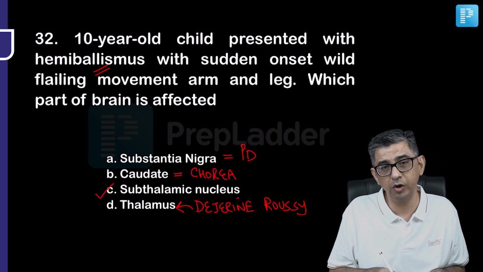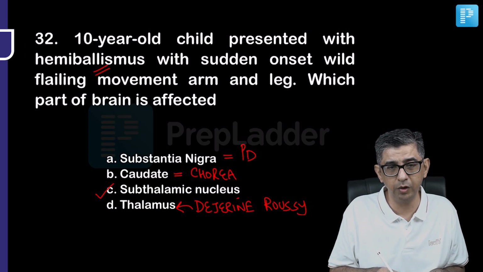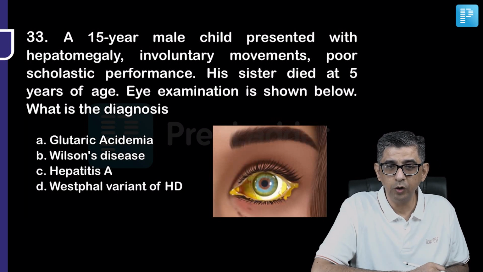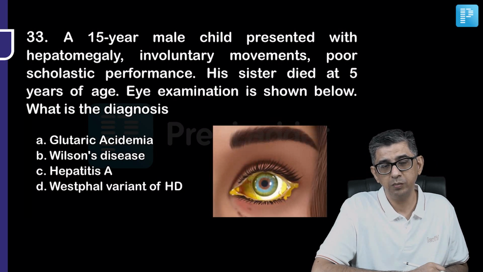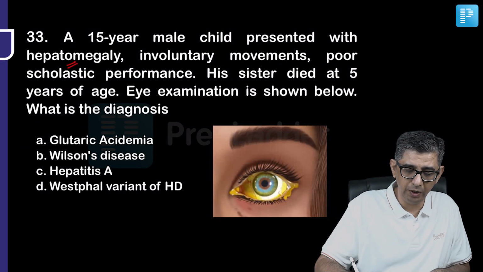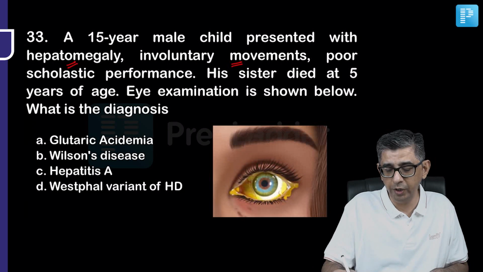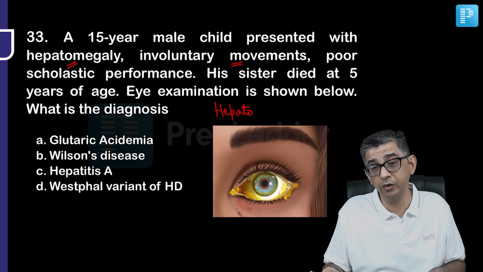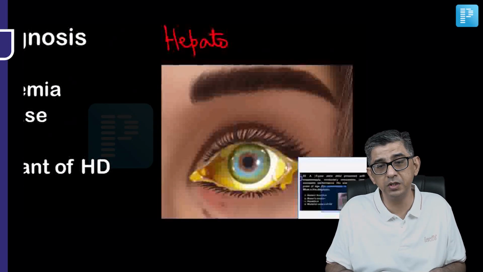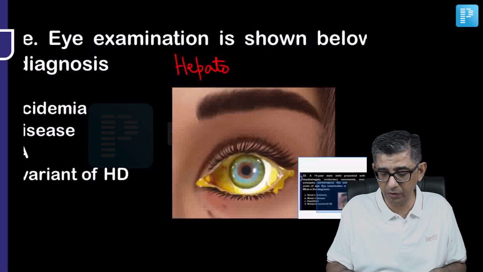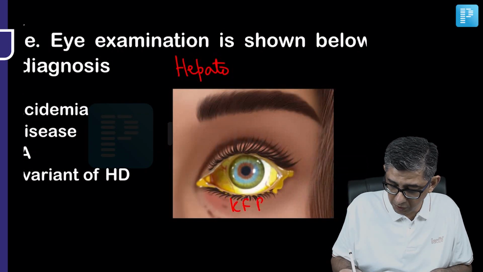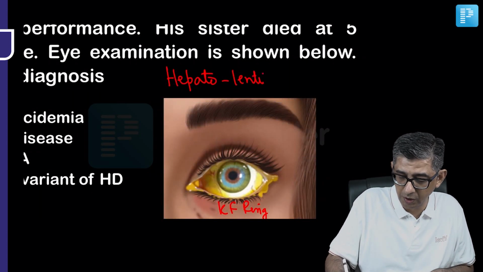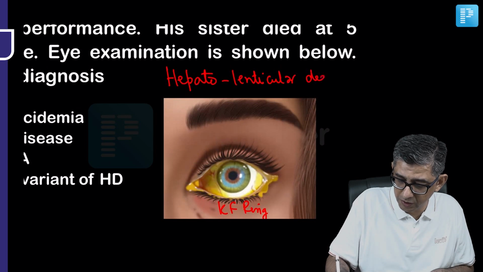Involuntary movement, basal ganglia involvement, hemiballismus due to involvement of the subthalamic nucleus. Then there is the traditional question that always comes in the exam: a 15-year-old boy with hepatomegaly, involuntary movements, and poor scholastic performance. So he's talking about liver involvement and then neurological involvement. The moment you read this and you get jaundice in the person, some students said that the ring was very visible, as you can see in this image, the greenish white ring, that is the KF ring. So the question can be answered on the basis of lenticular degeneration. He has not specifically mentioned lenticular nucleus involvement.